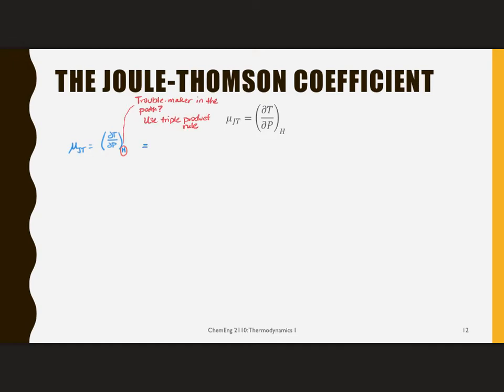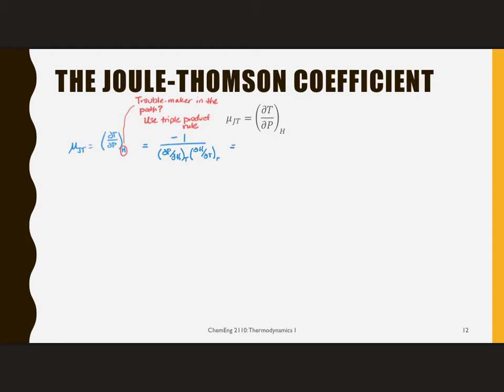In this case, what that tells me is that this is going to be -1 over dP, the path is H, at constant T, let's see the path, H, dT at constant P. So that's just applying the triple product rule.